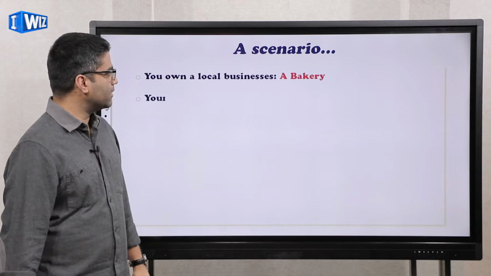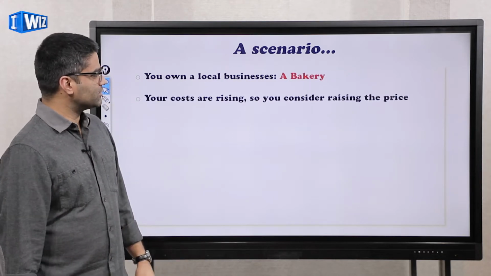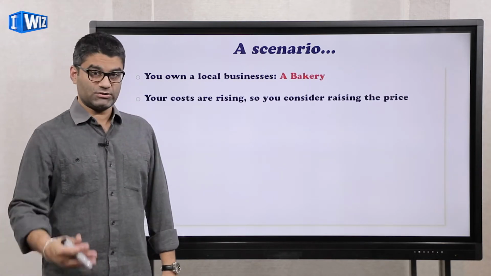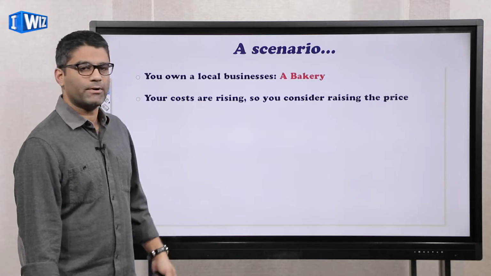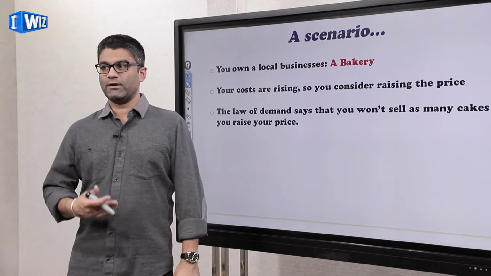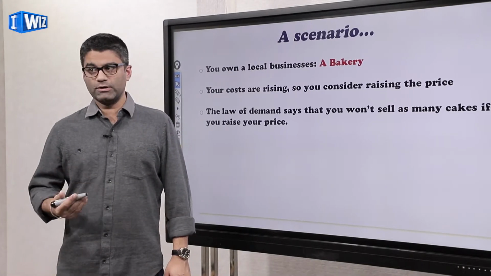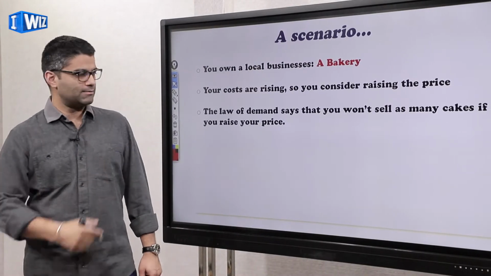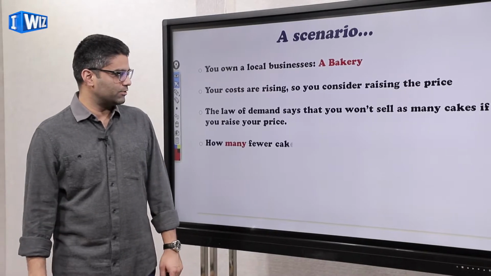You owned a local bakery, you're producing some things and you're selling them, and because your costs are rising, you are considering raising your price of those products. And the question was, the demand curve tells us that if you raise your price, you will sell fewer units of that commodity. So in this case, whether you're looking at cakes or whatever baked goods you're selling.